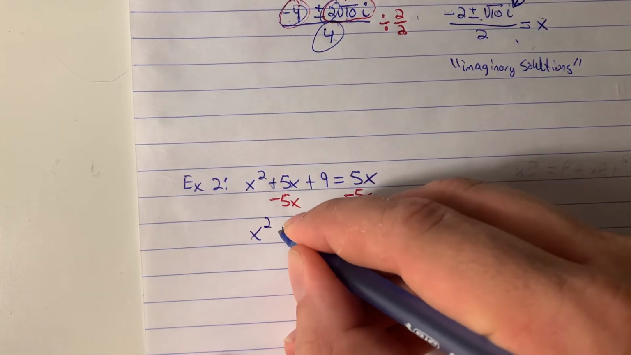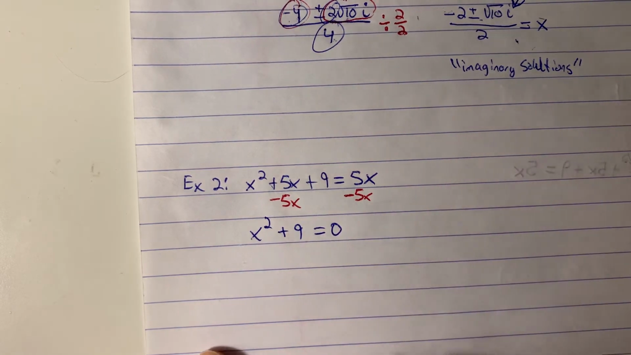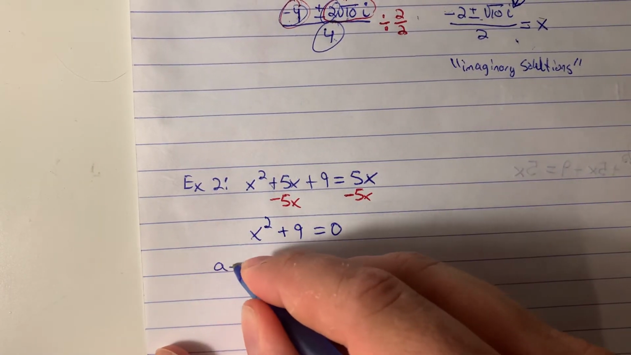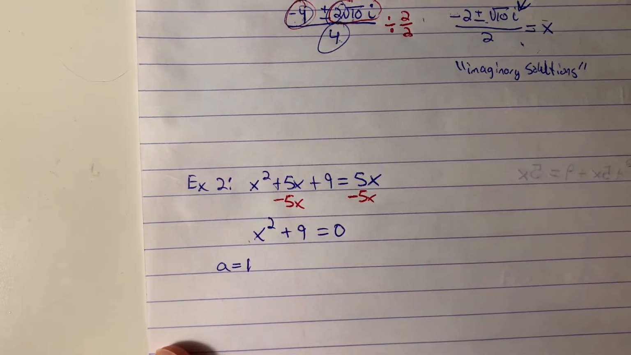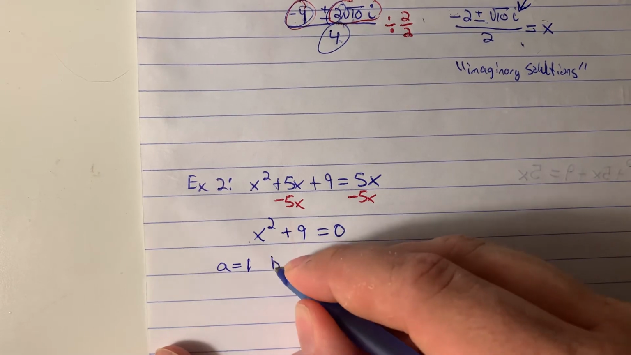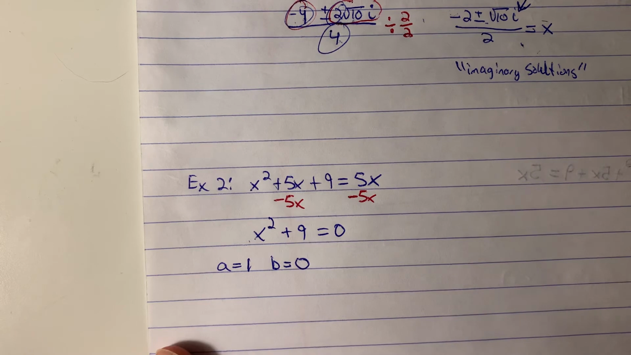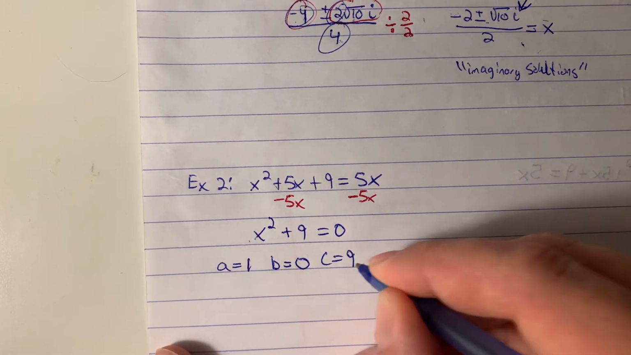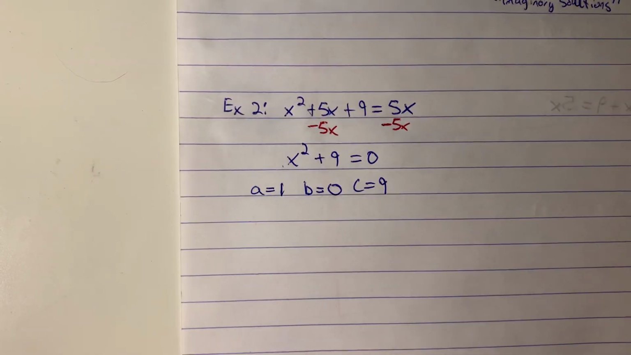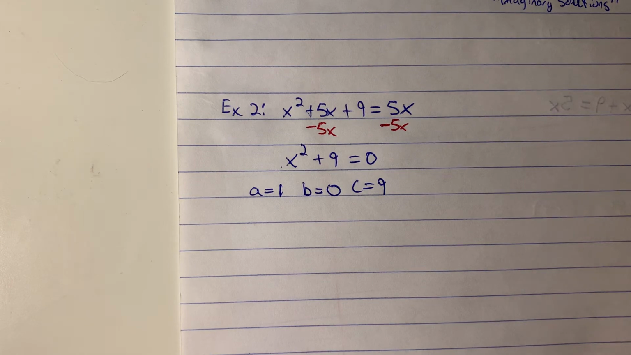x squared plus 9 equals 0. I notice that a is equal to 1 because there's 1x squared here. There is no x term, and so b is equal to 0. There are 0 x's, and c is equal to 9. So once we've got that, we can write out the quadratic formula.